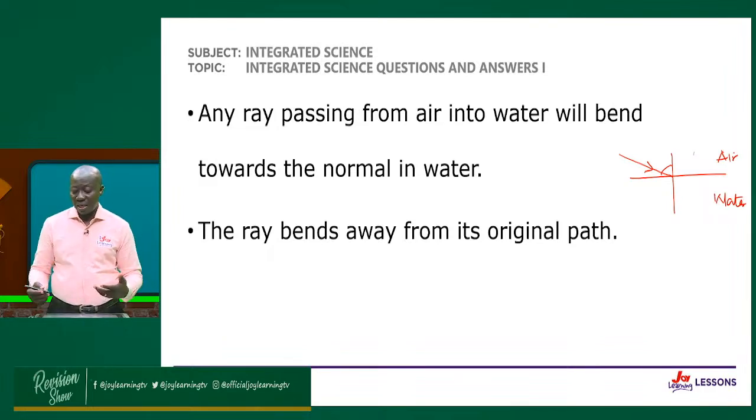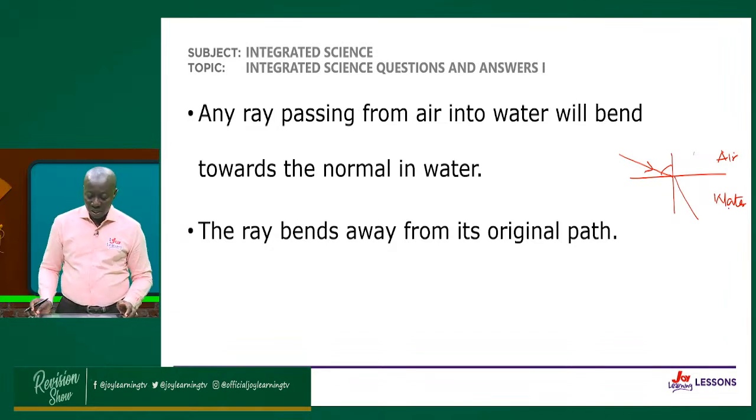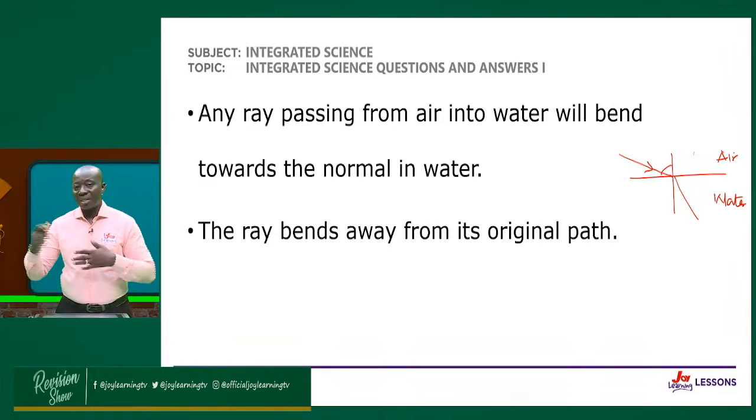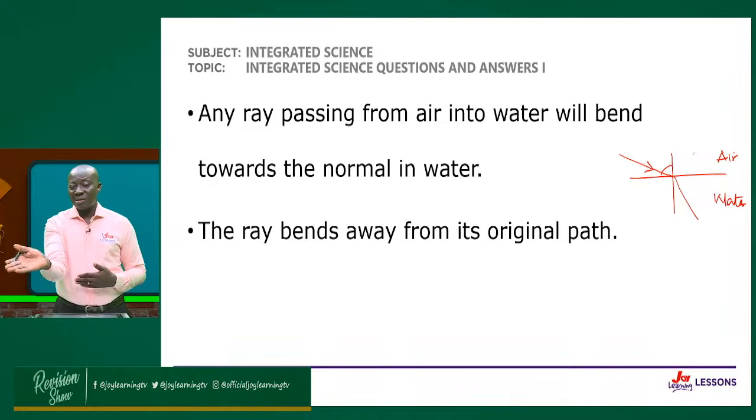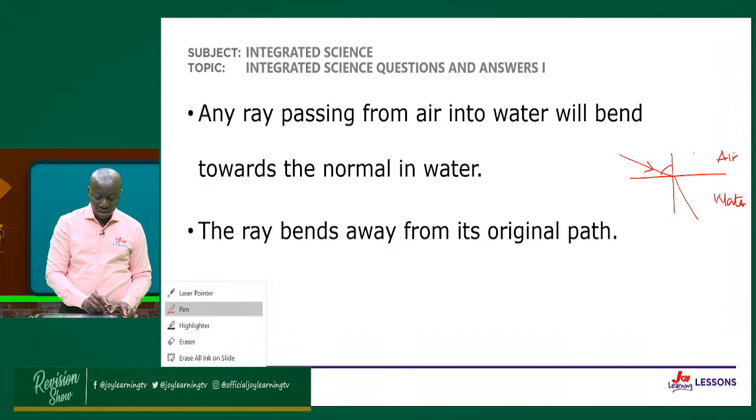and it's expected that for plane mirrors, it should be the same. But upon entering the water, we might expect it to move away from the normal. Rather, it moves towards the normal because water is denser than the air. But the other way around, if you change it, then it moves away from the normal. So anyway, passing from air into water will bend towards the normal in water. The ray bends away from its original path. So we have a ray traveling at a particular trajectory, then when it enters into a denser medium, it changes its trajectory. That is what we call refraction. It has changed its path.